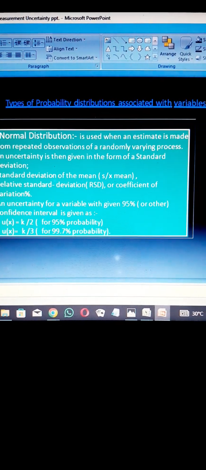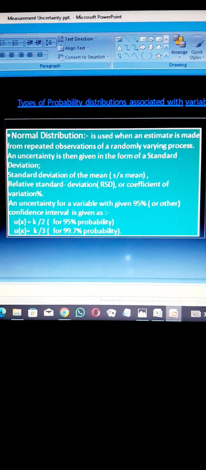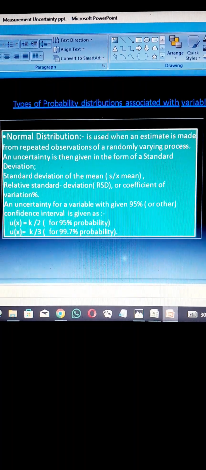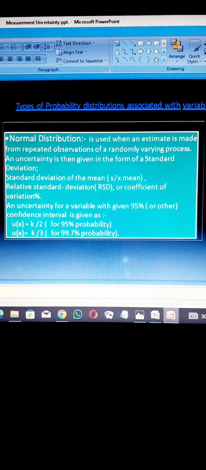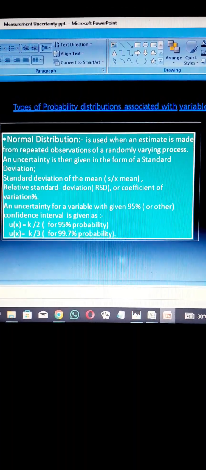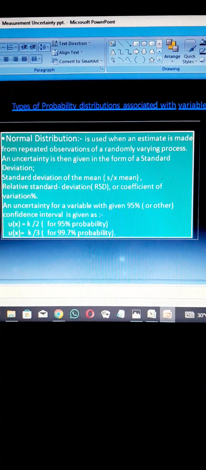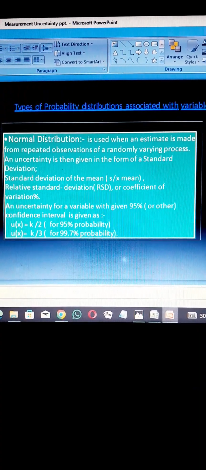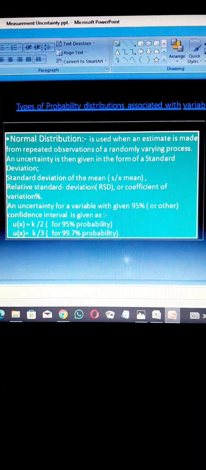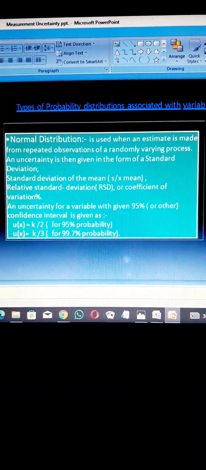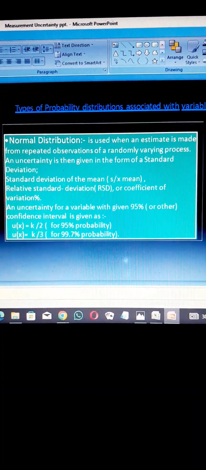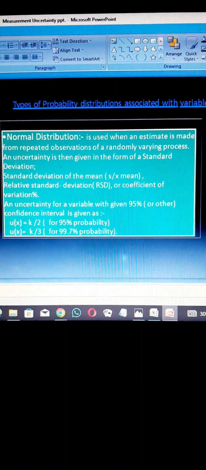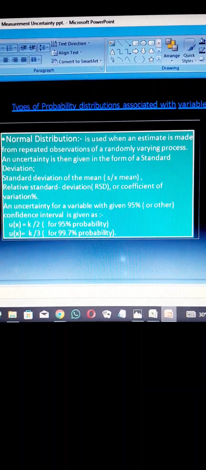Types of probability distribution associated with the variable. What are the variables involved in measuring uncertainty? First, the normal distribution is used when an estimate is made from repeated observation of a randomly varying process, and uncertainty is then given in the form of standard deviation. And what is the standard deviation of the mean? It is s divided by the square root of n.